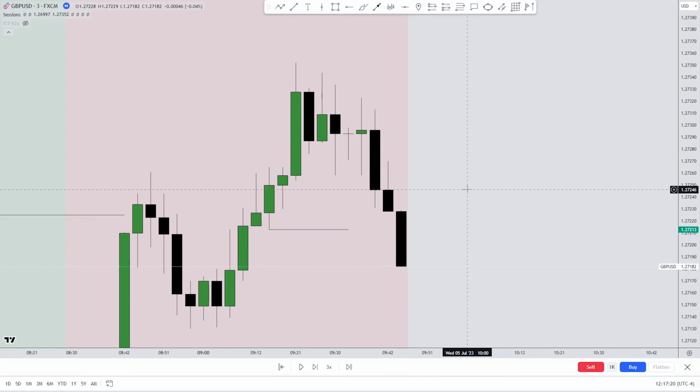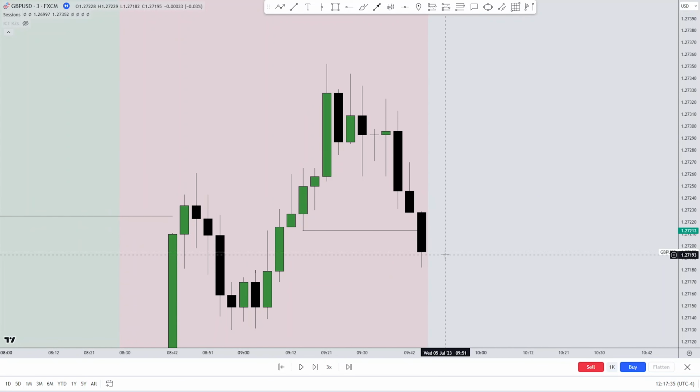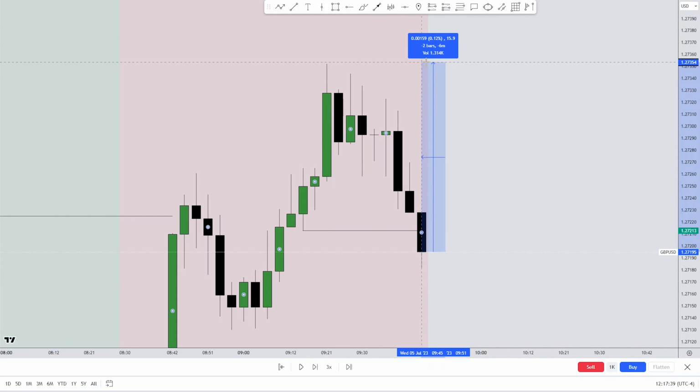Nothing has changed. So here we did change character and we closed with a body below the lowest point within the time frame between 8:30 and 11 AM. Let's check out if we would take the trade here. How many pips is that? This is well within the 16 pips.